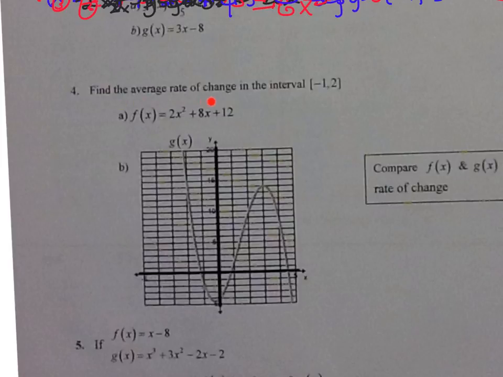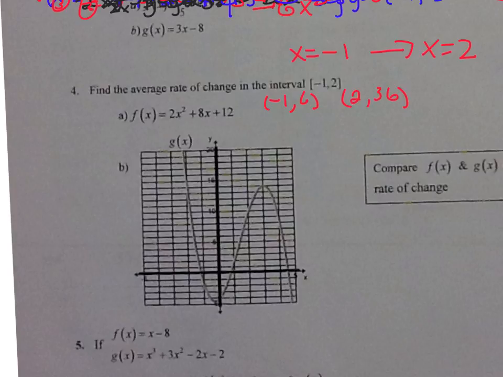Okay, number 4 is to find the average rate of change in the interval from negative 1 to 2. Remember, these are your x values. Your x values are going from x is equal to negative 1 to x is equal to 2. All right, so the first one is an equation. So you want to plug that into your calculator and get the points, because you're going from negative 1 to positive 2. So for f of x, plug it in your calculator, get those 2 points. So what's the y value when x is negative 1? That y value is equal to 6, and the y value when x is 2 is 36.